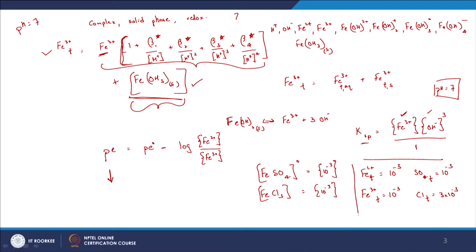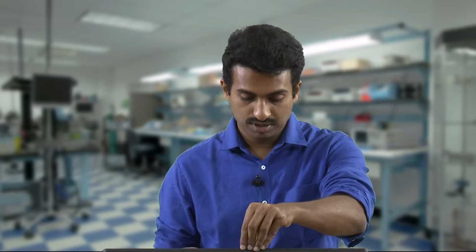So now I am going to plug these values in and try to calculate what I am going to expect in the scenario or out there in nature when I also assume that the relevant solid phase is present, right. So I am going to go over here to VMinteQ and plug the relevant components in.